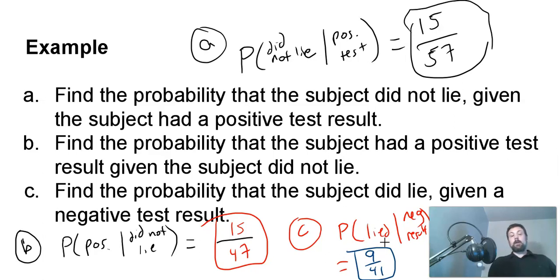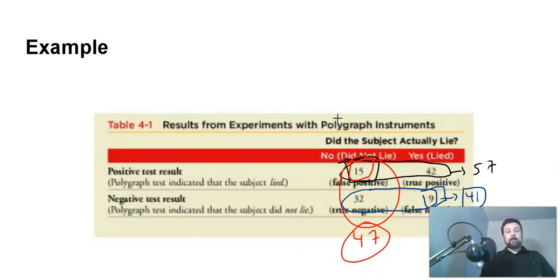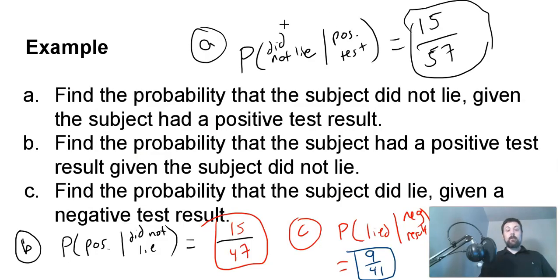Right. For this one, you want the probability of choosing somebody who lied, given that they got a negative test result. So for this one, you're keeping only the people that got negative test results. And out of those people, you want to know the probability of choosing somebody who lied. So going back to the table, people that got negative test results, there's 41 altogether. So these are the 41 people that got a negative result. Of those 41 people, 9 of them actually lied. So it'd be 9 out of 41.